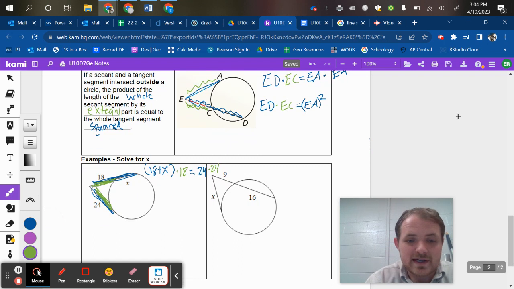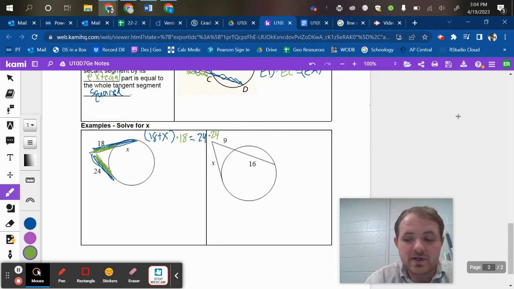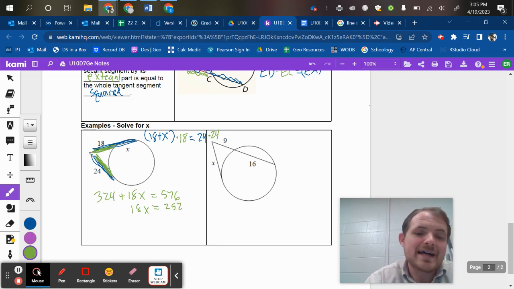I'm going to move my work down here below the circle, which is probably where I should have started, but that's okay. So I'm going to distribute on top to give you 324 plus 18x. That's equal to 576. Now solving for x, I'll move that 324 to both sides, giving me 252. And the last thing is I'm going to divide by 18 on both sides and get 14.